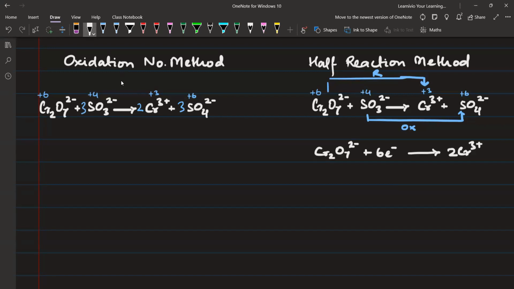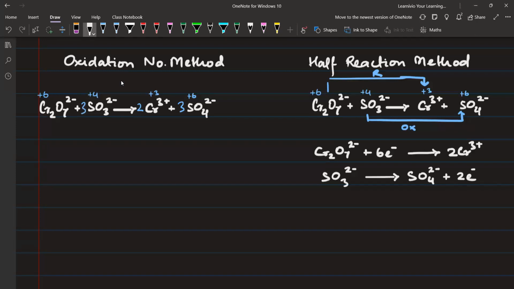Now, if you do the next one, SO3 2 negative gives SO4 2 negative. Sorry, my bad guys. So each sulfur is undergoing a change of plus 4 to plus 6, 2 oxidation states. That means each sulfur is removing 2 electrons. So each sulfur, you remove 2 electrons from here.